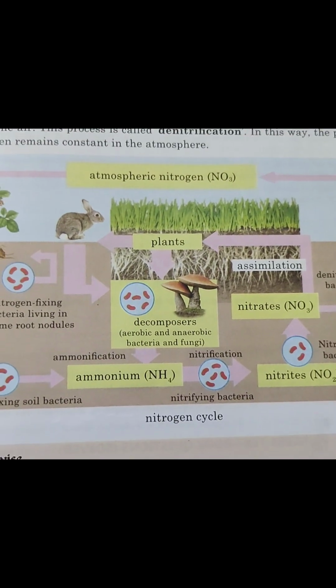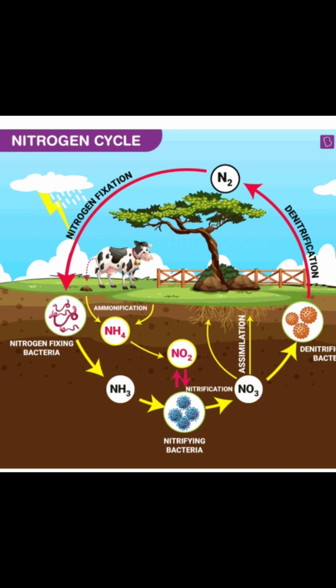Now, nitrogen cycle. Nitrogen is one of the essential constituents of all living organisms. The atmospheric air contains 78% nitrogen, but it cannot be directly utilized by plants and animals. The nitrogen fixing bacteria and algae present in the soil fix atmospheric nitrogen into nitrates and nitrites.